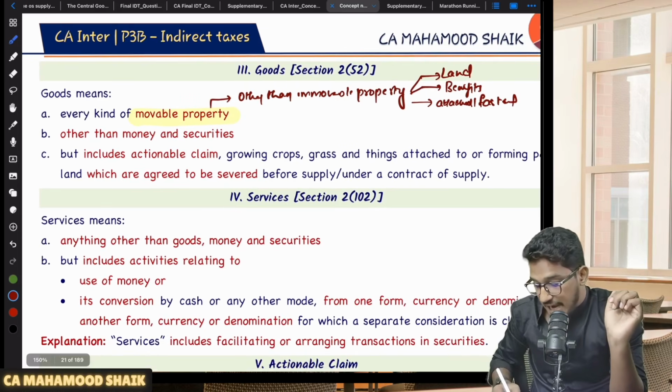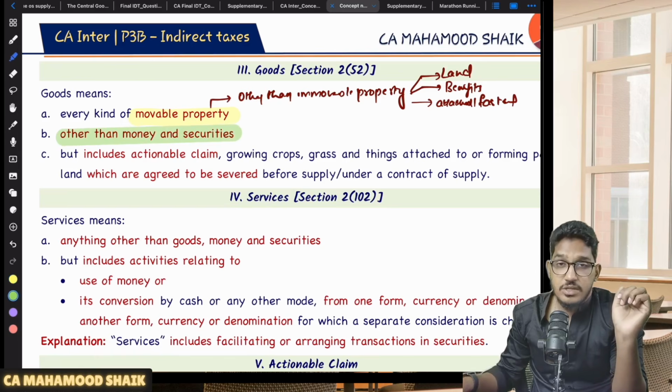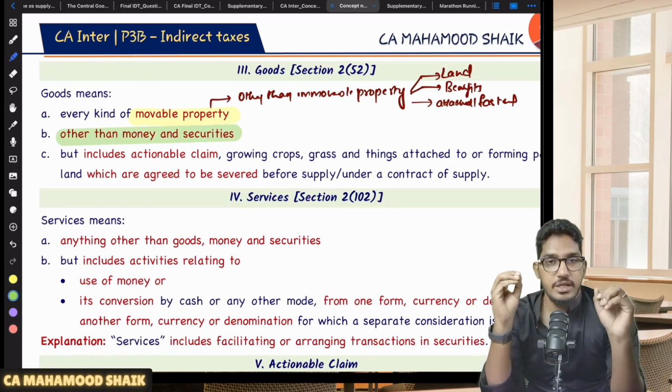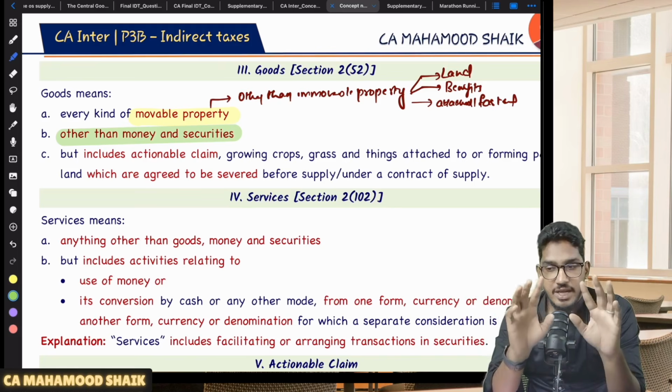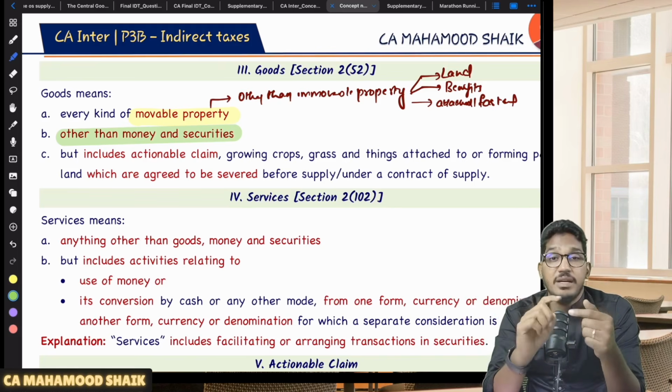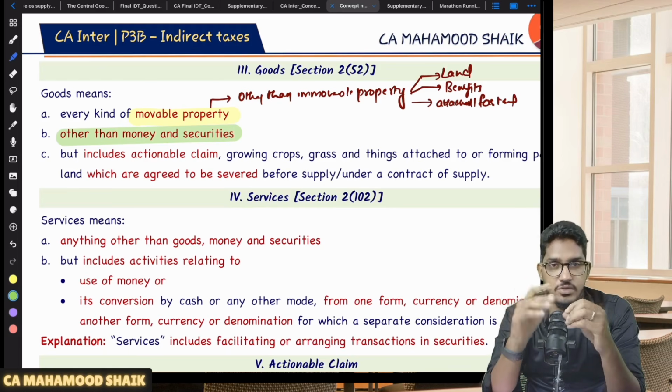They say that goods does not include money and securities. Money and securities will not be considered under the goods definition. Sir, what is the meaning of the term money? They're saying that money is movable, but money will not fall under the goods definition. Even securities also will not fall under the goods definition.